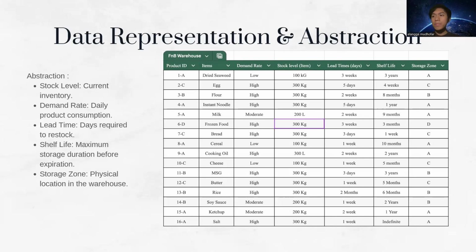So we divided our products into storage zones based on their characteristics. For example, the product ID 6D, the frozen food, we place it differently from other items in storage zone D.